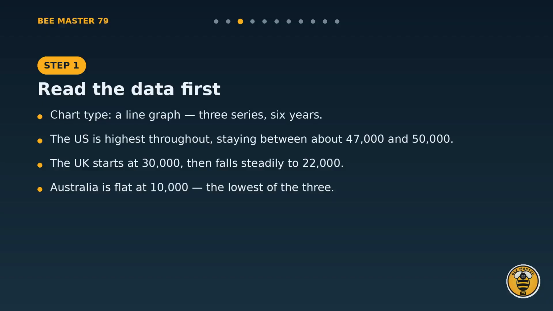First, read the data before writing a single word. This is a line graph with 3 lines and 6 years. The US is the highest throughout, staying between about 47 and 50,000. The UK begins at 30,000 and then falls to 22,000. Australia stays completely flat at 10,000, the lowest of the 3.